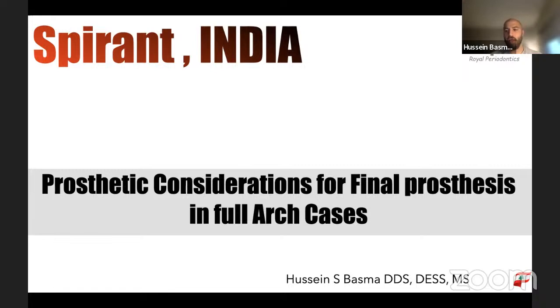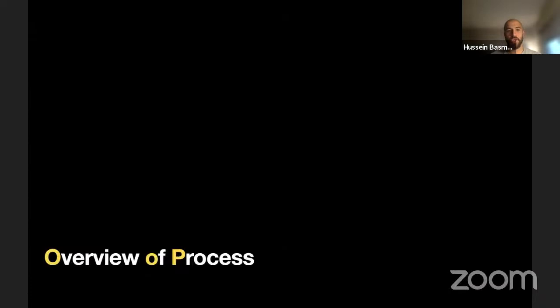Basically, what we're going to cover this evening is related to taking the impression after you place the implant in full arch cases. What are the considerations that we should take in order to make sure we avoid any complications from happening and we maintain longevity of the prosthesis in such cases?